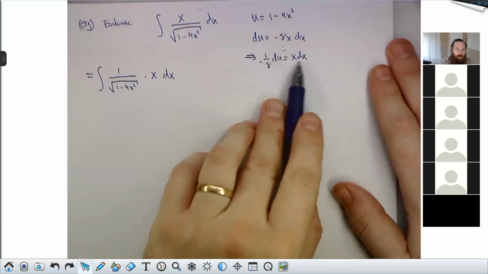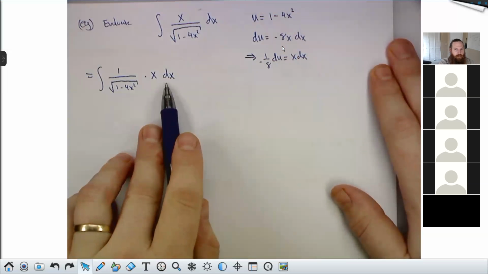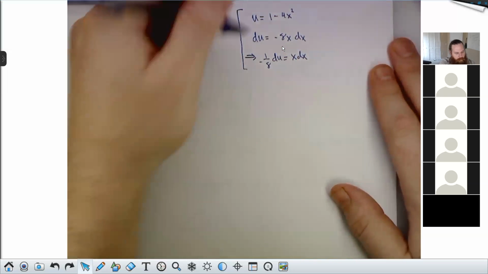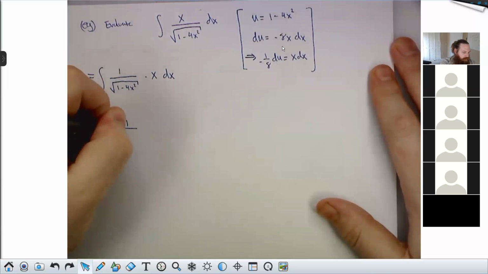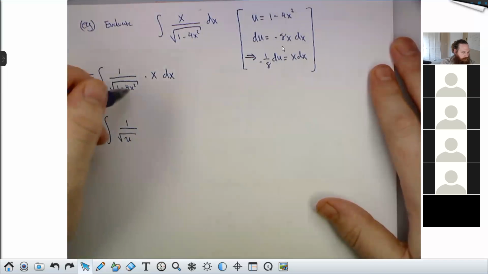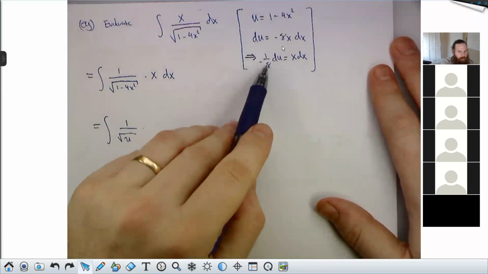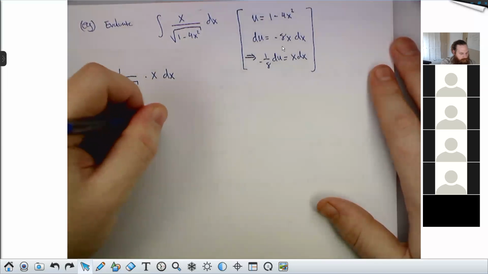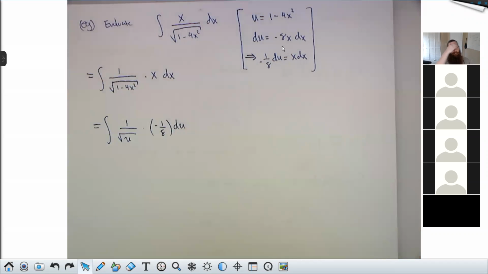That leaves you over here with the x dx, which is exactly what you're trying to replace. And it tells you what it is in terms of du. So this would be the integral of 1 over the square root of u, where 1 minus 4x squared is u, times negative 1/8 du. And you need to remember this is multiplication. So this is negative 1/8 du, like that.